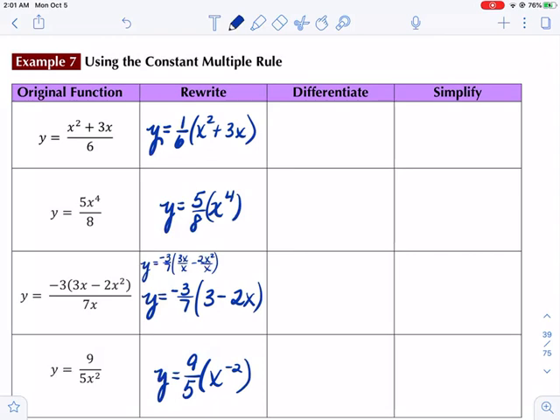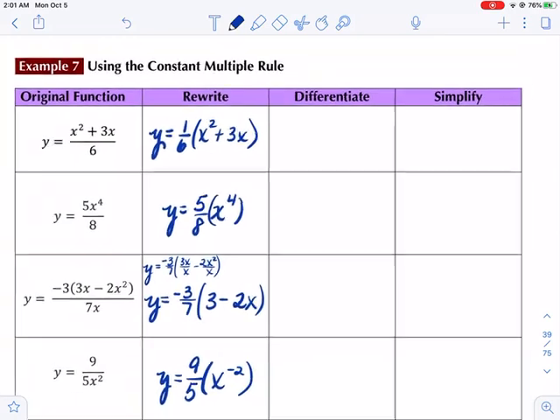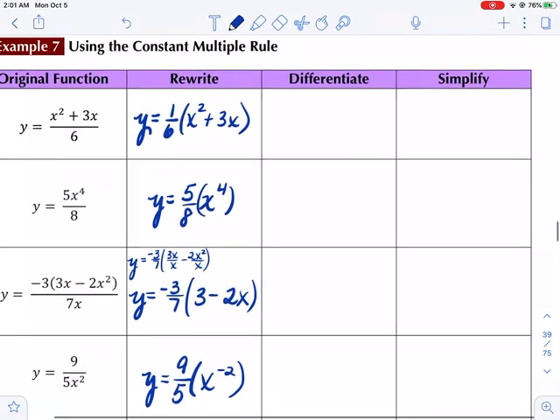We always want to pull the constant out if we can. And sometimes we're just in the denominator. We get like, oh, is it a quotient? Do we have to use quotient rule? You don't. You pull it out.